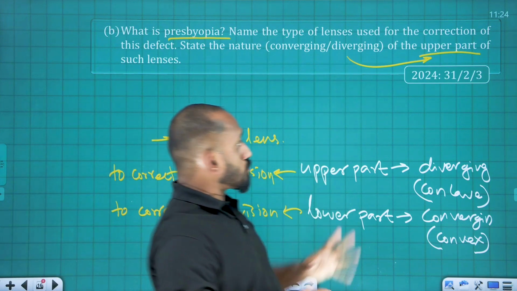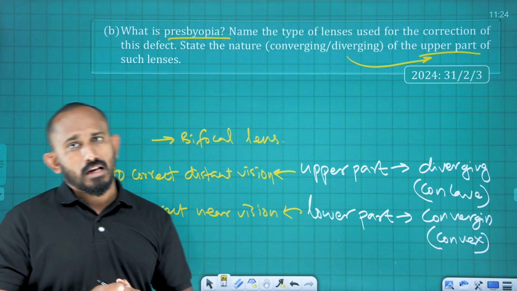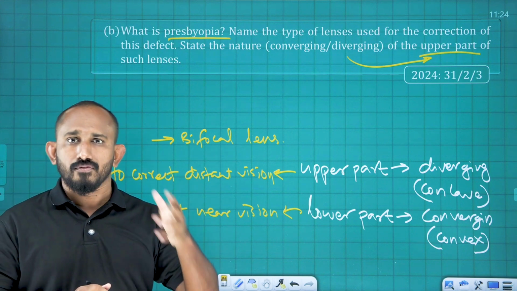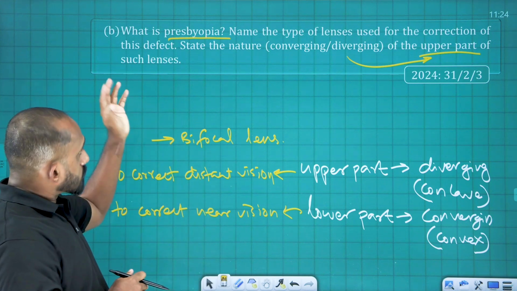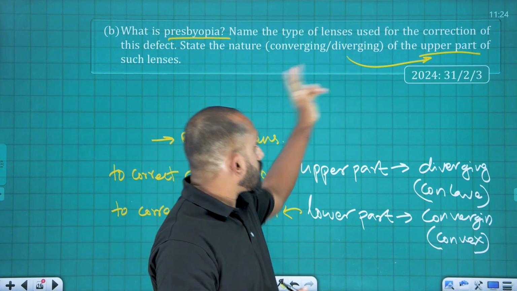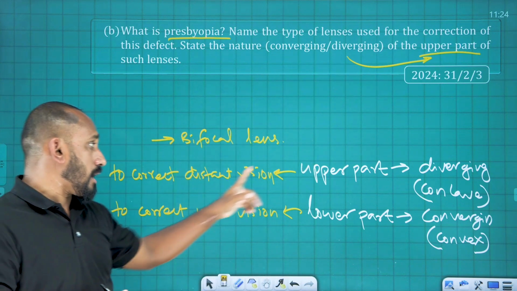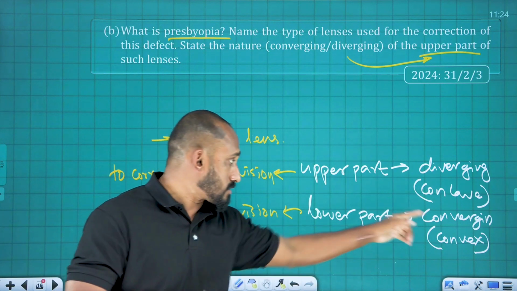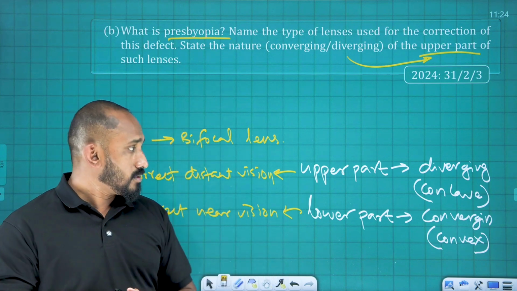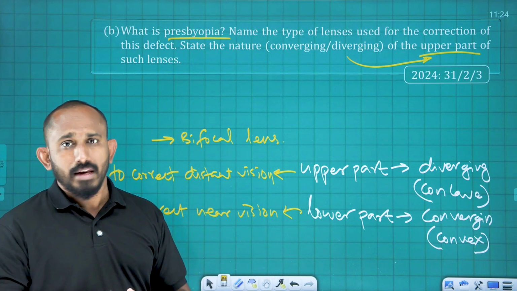Name the type of lenses used for it. It is bifocal lenses. In that lens, we have both. State the nature, whether it is diverging or converging. The upper part is diverging. The lower part is converging. You got it? Let's go to the next question.